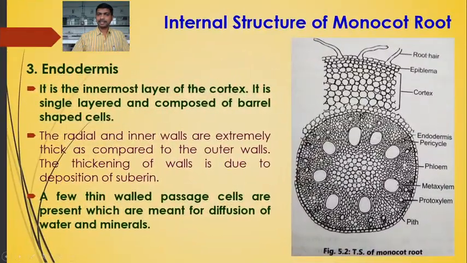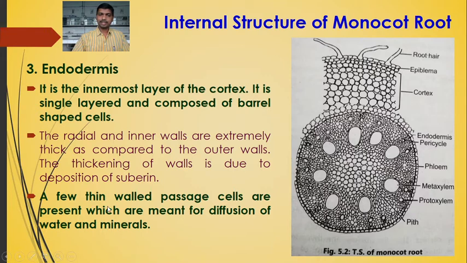Then the endodermis. It is present next to the cortex, the innermost layer of the cortex. It is single layered, composed of barrel-shaped cells, as in the dicot root. The radial and inner walls are extremely thick compared to the outer wall, due to the deposition of suberin. A few thin-walled passage cells are present opposite to the protoxylem. Protoxylem is the small-sized xylem component, and the large-sized xylem component is the metaxylem.